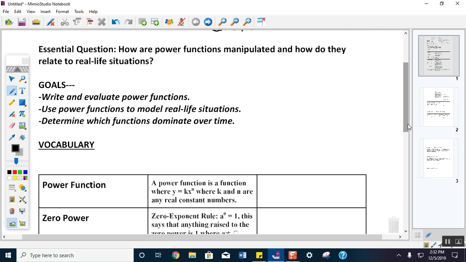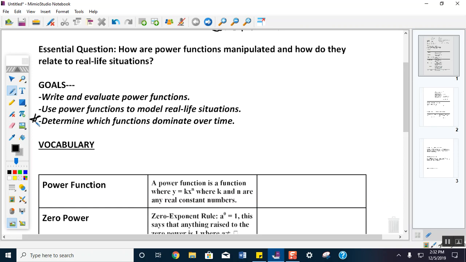Who's got it first? I will. Go for it. Write and evaluate power functions. Okay, we're going to look at writing some power functions and evaluating them. Next one says use power functions to model some real-life situations. And then this is going to become kind of a theme that we talk about a lot right here. Determine which functions dominate over time.